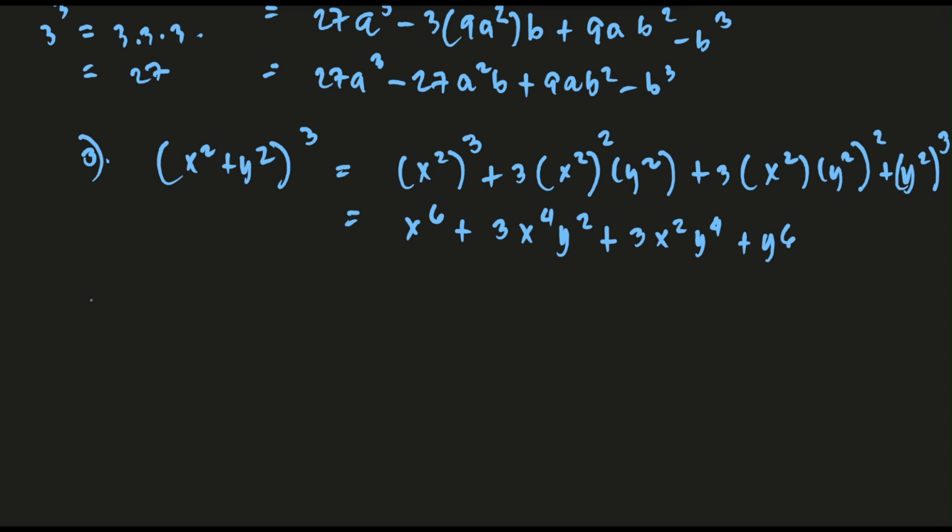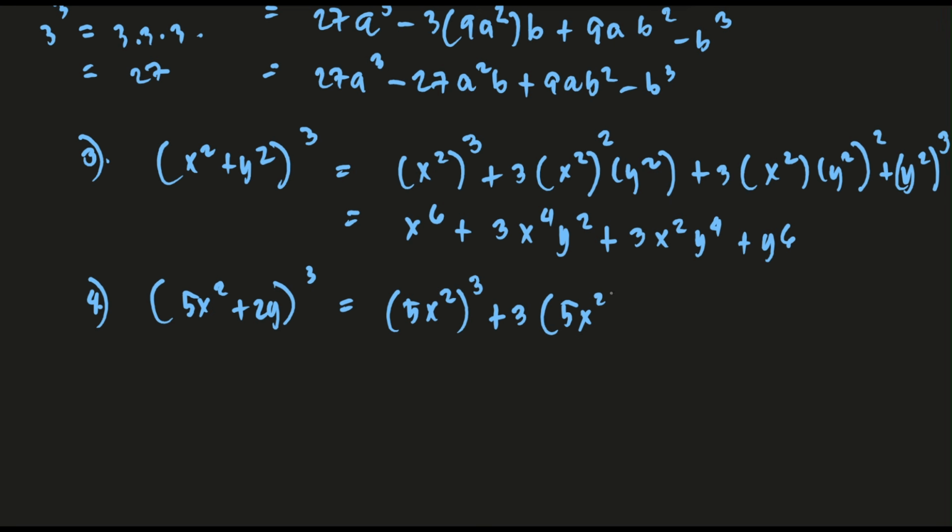Okay, one more example. Let's say we have number 4, the cube of 5x squared plus 2y, and then repeating the pattern, we have cube the first term, 5x squared cube, plus 3 times the product of the first term and then the second term, and then 2y, but don't forget to square the first term, plus 3 times 5x squared times 2y squared, plus the cube of the second term, we have 2y cubed.